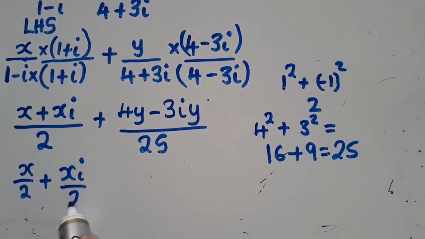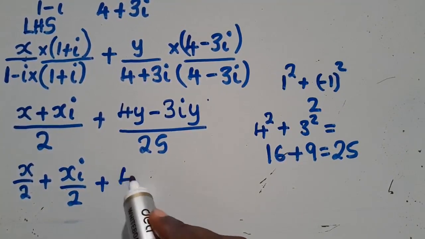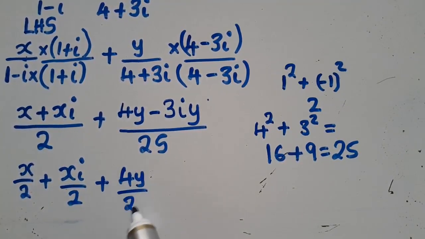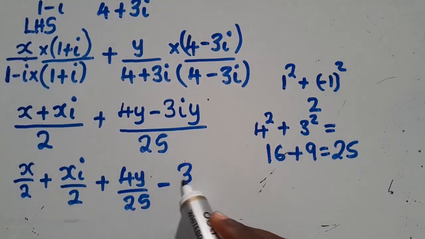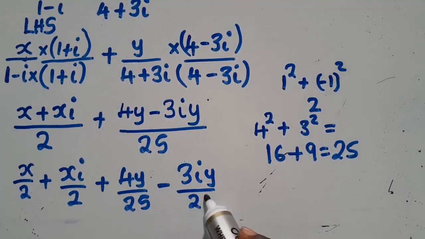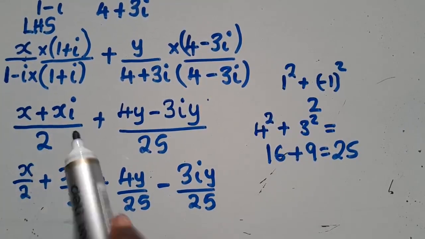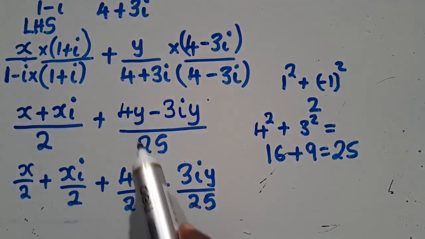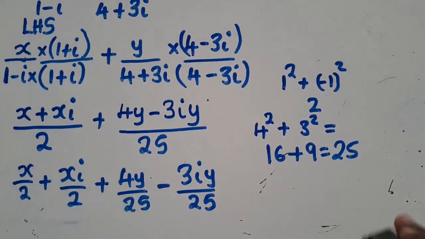Xy over 2. Have you seen? I've just expanded this. Then I say plus 4y over 25, minus 3iy over 25. Hope you followed this. This is divided by that, this divided by that. This is what I've just done.